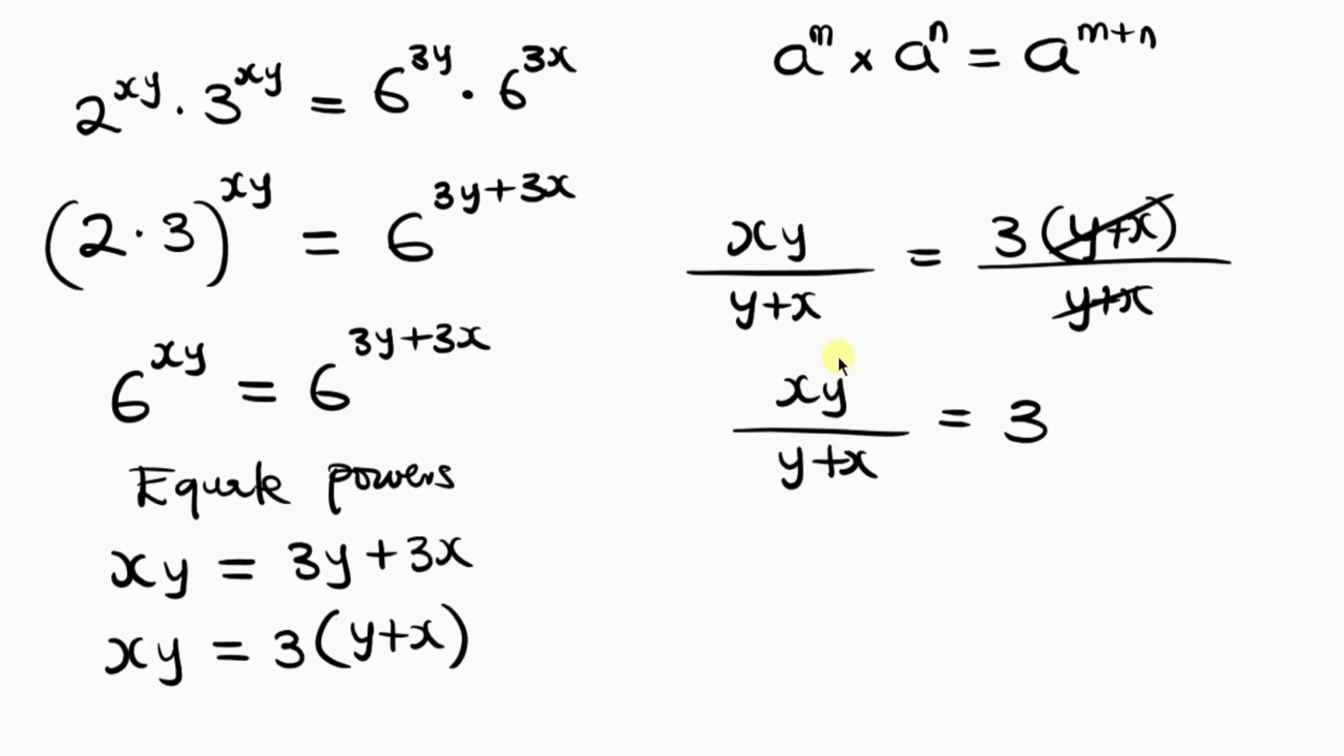So now let's go back there and take the inverse. So I'm going to be taking the inverse of this expression so that I have y plus x all over xy equal to, since I took the inverse of the left hand side, I'm going to be taking the inverse of the right hand side as well to balance everything up. So the inverse of 3 is 1 all over 3. Voila, this becomes our final answer.